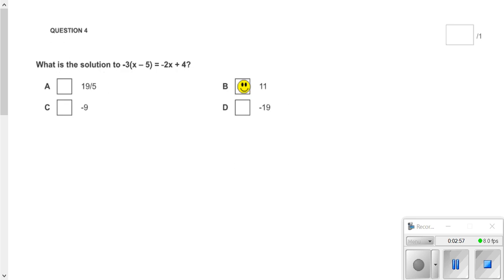Here's question 4. This also was not missed by very many people, so good job on that. This is just a solving problem. You would need to distribute. Be careful about signs, and then just solve for x, isolate the x.